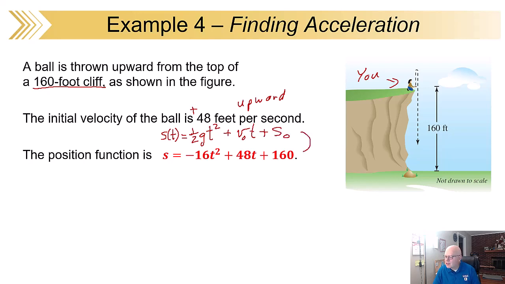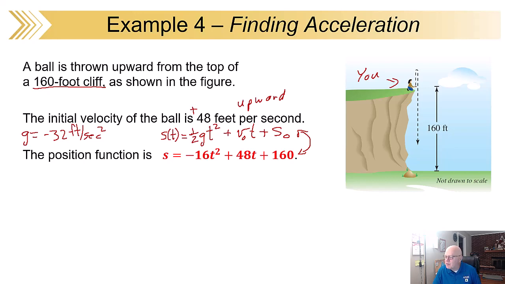And what's the connection between these two? First of all, this g represents the acceleration due to gravity. And g, typically on the surface of the Earth, is minus 32 feet per second squared. Notice that if you put a minus 32 in where the g is, you get minus 16. That's where the minus 16 comes from.